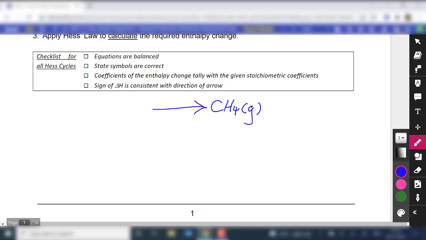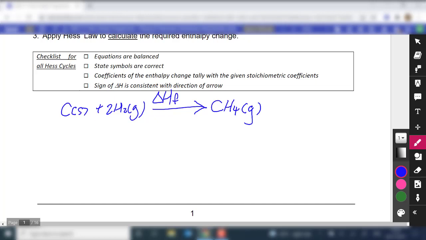You notice that the definition of enthalpy change of formation, in this case for methane, states that it's the enthalpy change when 1 mole of methane is formed from its constituent elements. The constituent elements of methane will be carbon and hydrogen, and because it's a standard enthalpy change, we are looking at the standard states of carbon and hydrogen, which will be solid and gas respectively. Okay, so this will be the enthalpy change of formation of methane.